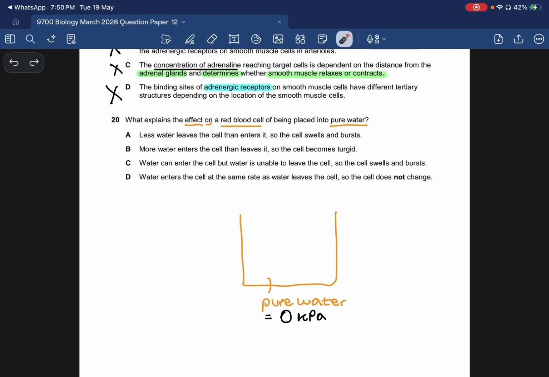So how do you know that? Look at this. Pure water. Pure water means it is water that is free of any impurities. This is the thing which is going to have the maximum amount of water in it.